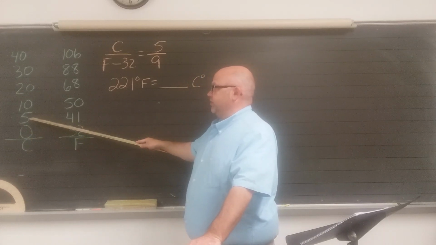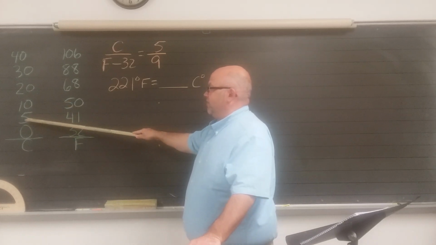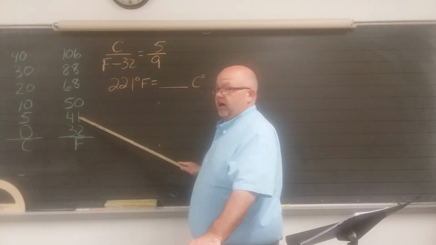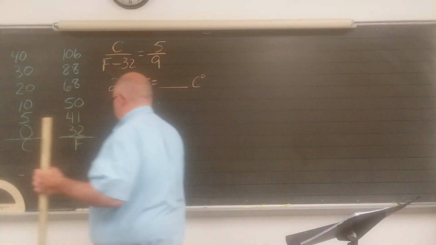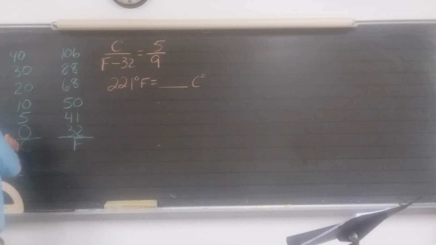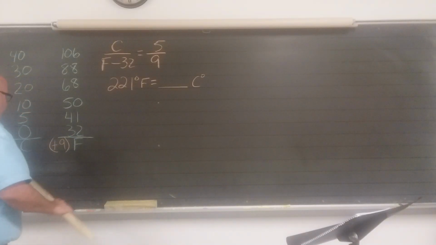So if we go up 5 degrees Celsius, we go up 9 degrees. 0 plus 5 is 5, 32 plus 9 is 41. So every time you're going plus 5 on the Celsius, you're going plus 9 on the Fahrenheit. But you have to start at 0 and 32. So you go up 5 more to 10 degrees Celsius. 41 plus 9 is 50 degrees.